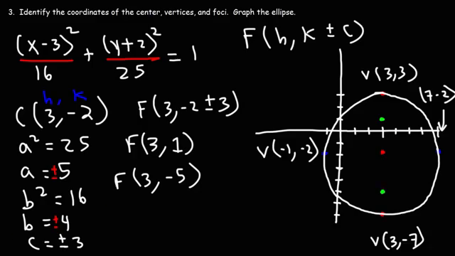So technically what we need to do is, starting from the center, we would go up c units, or up 3 units, to get this point, 3, 1, and then we would travel down 3 units to get the other focus, which is 3, negative 5.